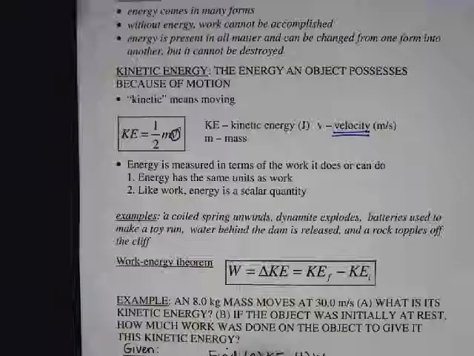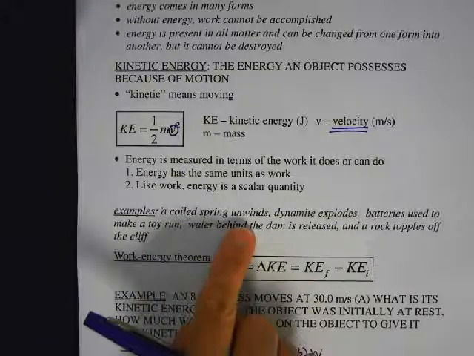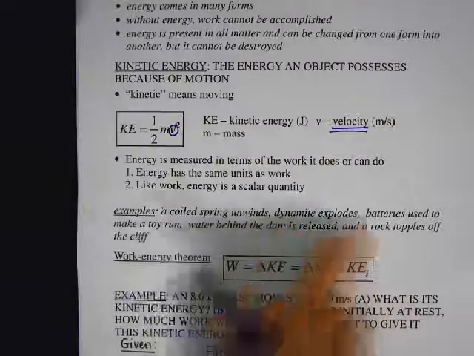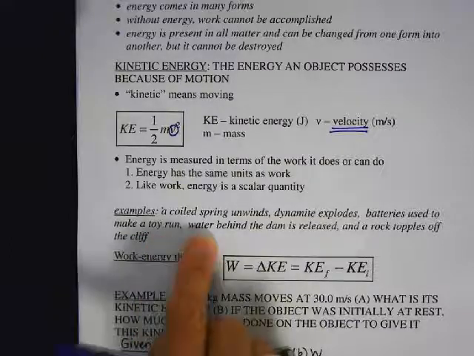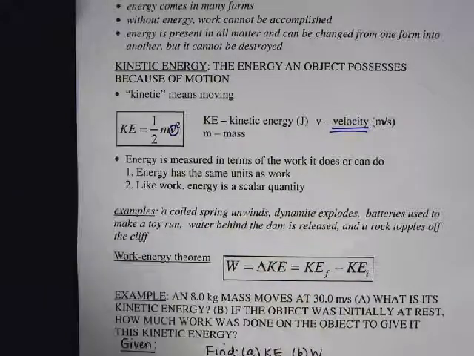So let's look at some examples of kinetic energy. A coiled spring unwinds. Dynamite explodes. Batteries used to make a toy run. Water behind the dam is released and a rock topples off a cliff. And the reason I gave you these examples is when we start talking about potential energy, and I give you an example, we're going to look at the same types of things, but how they relate to potential energy.